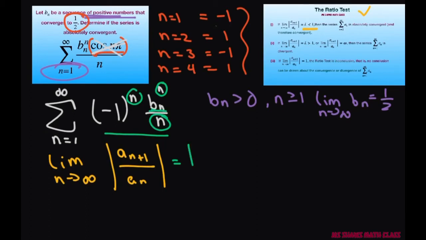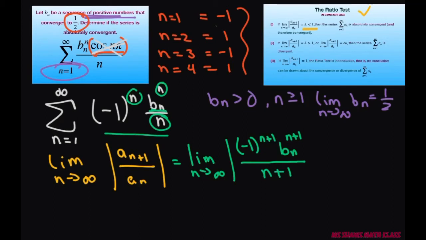So we're going to have the limit as n approaches infinity of the absolute value of -1 to the n plus 1 power, then b sub n to the n plus 1 divided by n plus 1. And then we're going to divide by a sub n, which is the same as multiplying by the reciprocal. So this is going to be times n divided by -1 to the nth power times b sub n to the nth power. All right, so there we have it.